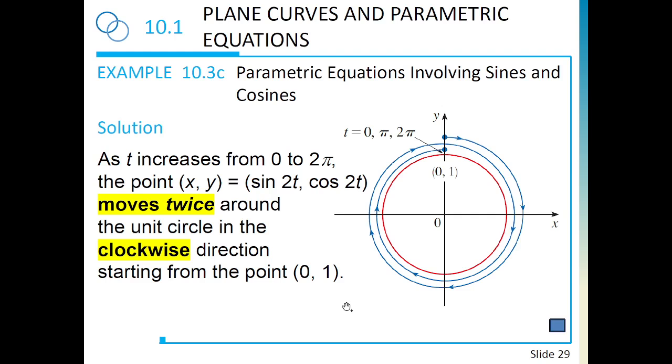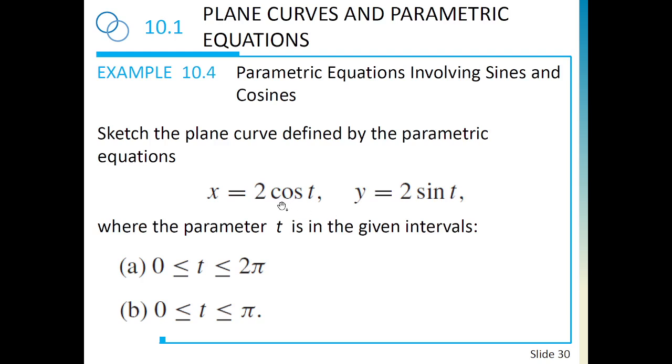So that's the situation. Essentially the shape of the curve is the same, but our original expressions tell us what the starting point is, in which direction the particle is moving, and how many times.